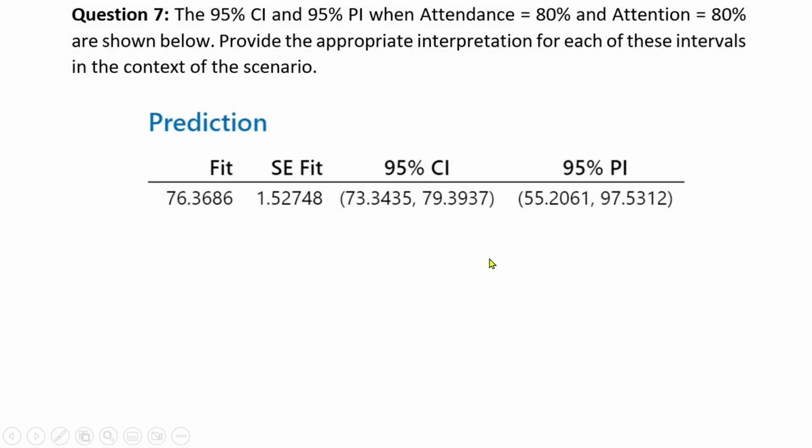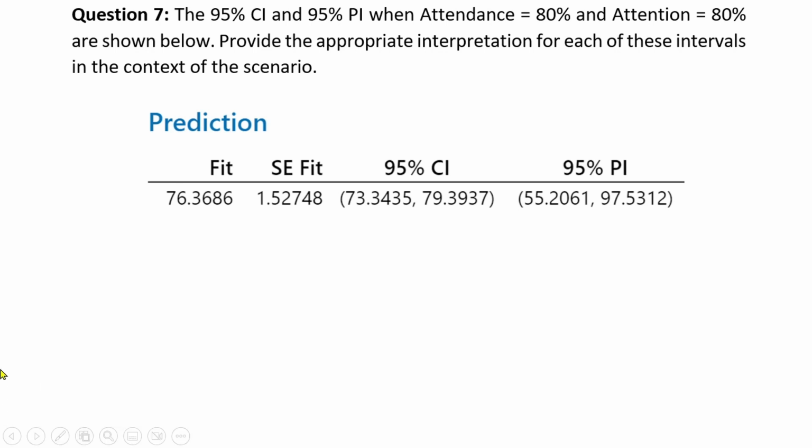Now that estimate, which also appears here as part of my Minitab output, is a point estimate. And what it doesn't account for is the uncertainty. Also note that this number is our best estimate for both the population mean response when attendance and attention are 80%, as well as the individual response when for that individual their attendance was 80% and they paid attention 80% of the time.